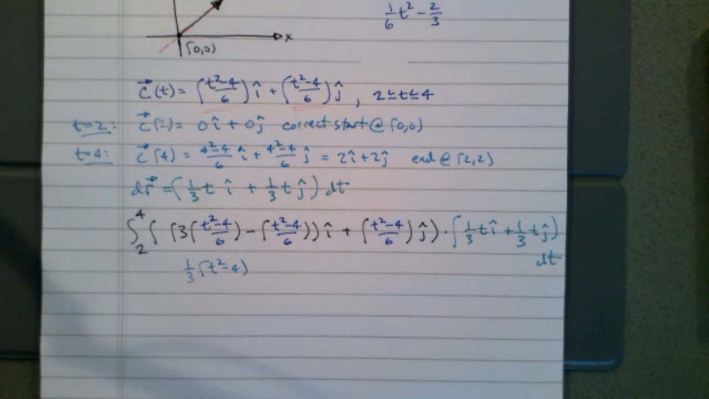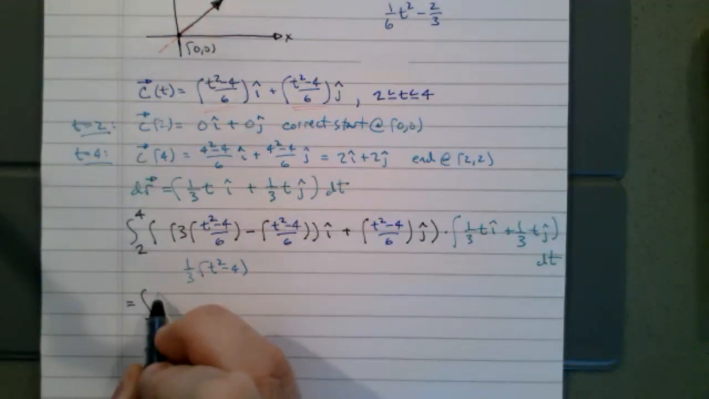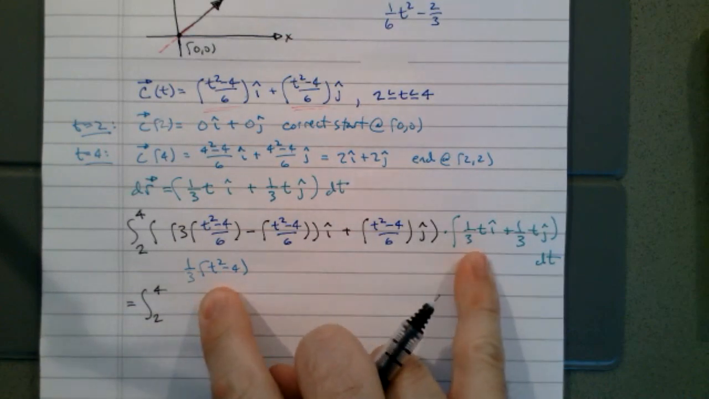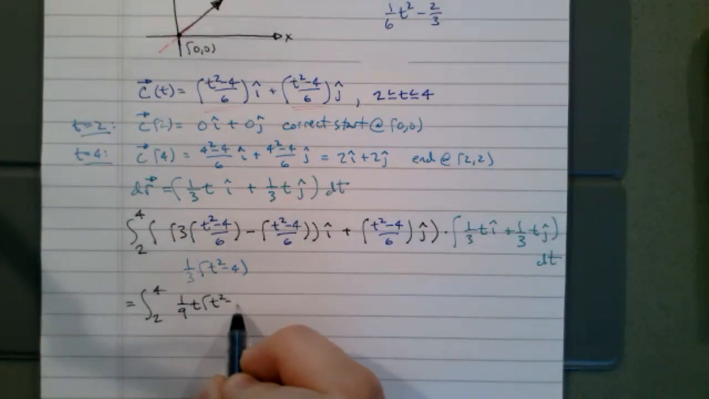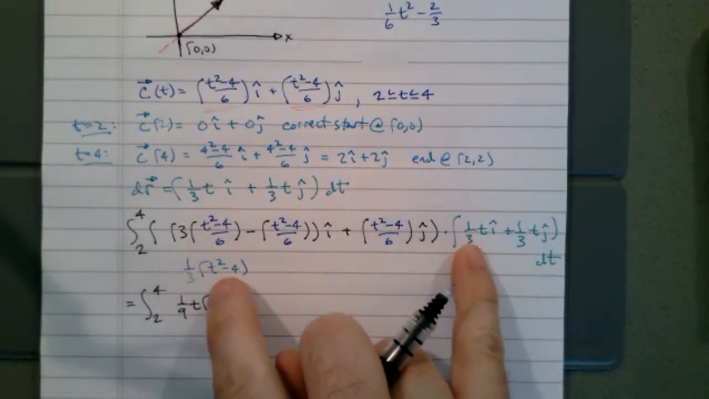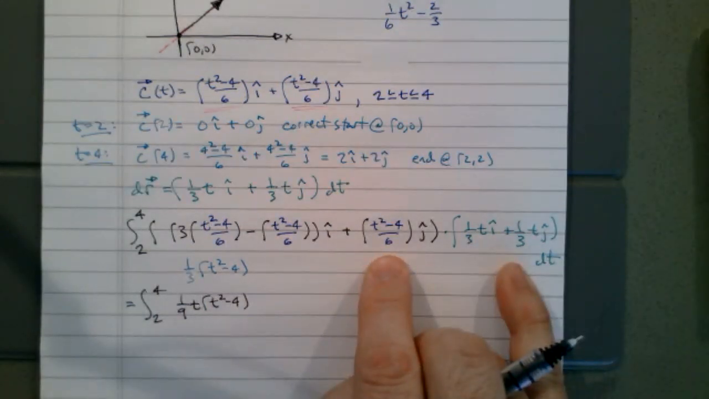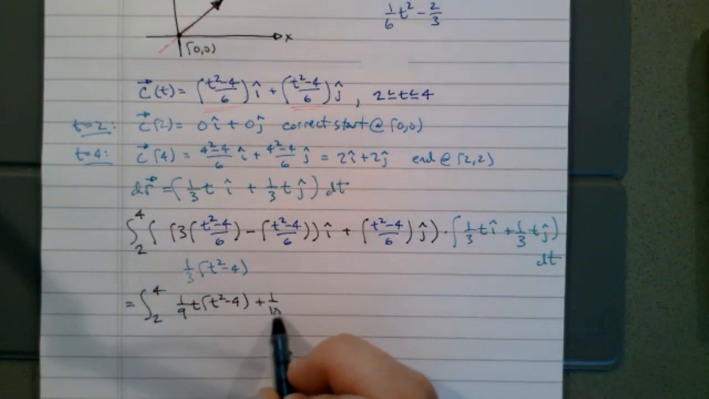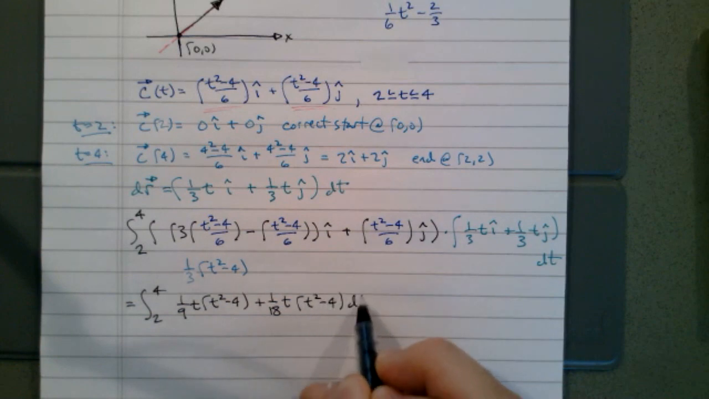And then we need to calculate the dot product. So we're still going to integrate from 2 to 4. And we'll have the i times the i. So we'll have 1/9 t times t squared minus 4. That's from multiplying the i's. And then if we multiply the j's, we'll have 1/3 times the 6, which is an 18th, t times t squared minus 4 dt.